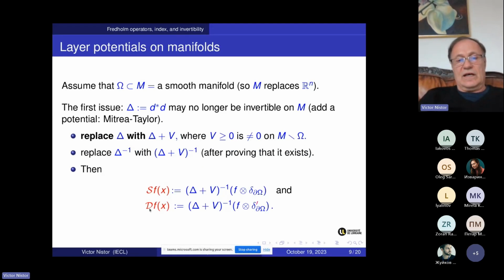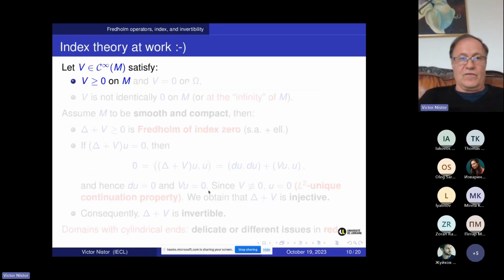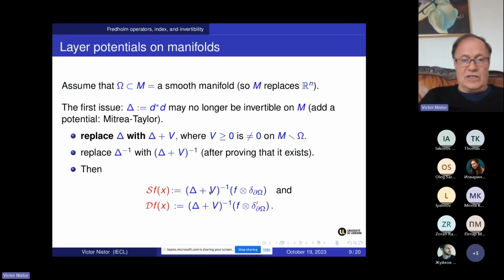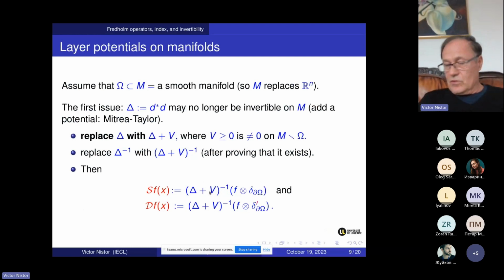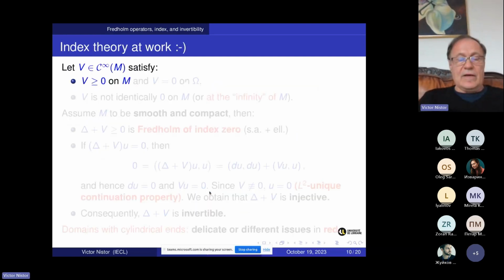And then we define the single and double layer potentials, S of F and D of F, using similar integrals, similar formulas, but replacing delta to the minus 1 with delta plus V to the minus 1. Okay, and the jump formula remains the same. And then what do we do with this operator? In fact, I have not justified, I will do that now. Why is delta plus V invertible? So let me do that.